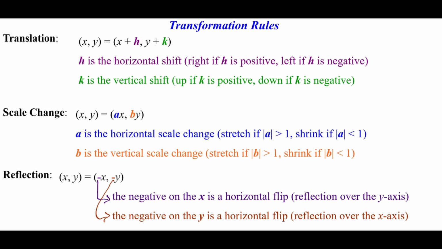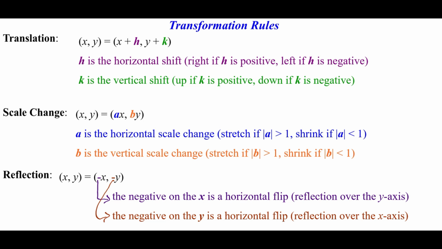Translations occur when we add or subtract to the x and y values. A constant that is added to the x coordinate is going to be a horizontal shift. Right is going to be positive, left is going to be negative. When we add a constant to the y coordinate, that's going to be a vertical shift, so up or down. Up is positive, down is negative.